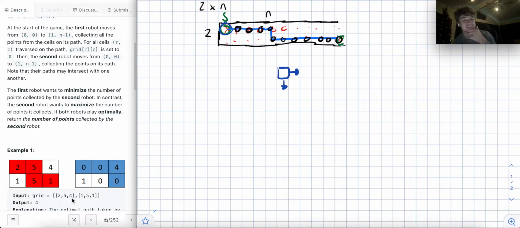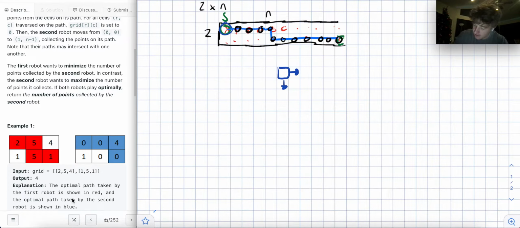So the first robot comes in, he's just scheming, and he's thinking, you know what I want to do? I want to minimize the number of points that the second robot can get. So what path can I take to minimize what that robot gets? And the second robot, when he goes in, he's going to say, okay, the first robot just removed a bunch of points. He really tried to make things hard for me, but I'm going to use what's left and try to maximize the number of points that I can get, okay?